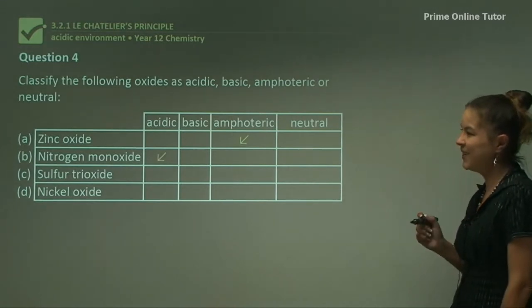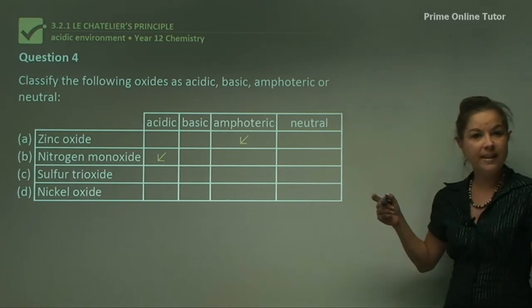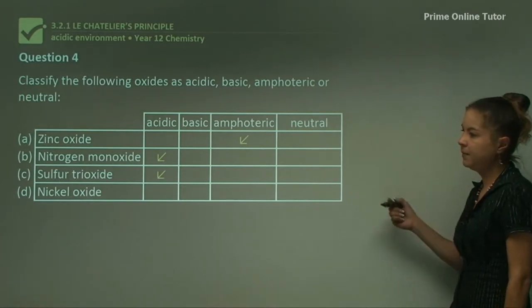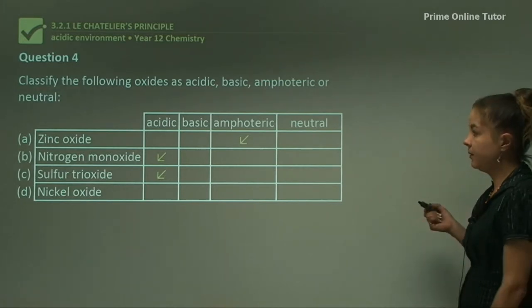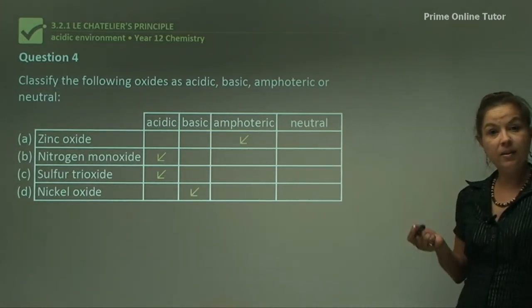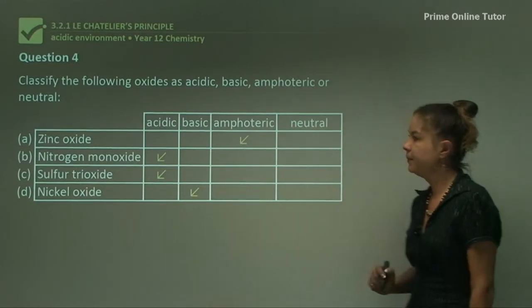Sorry, an acidic oxide. Sulfur trioxide, again a non-metallic oxide, so it's going to be acidic. And finally, nickel oxide. Okay, it's a metallic oxide, so it's basic.